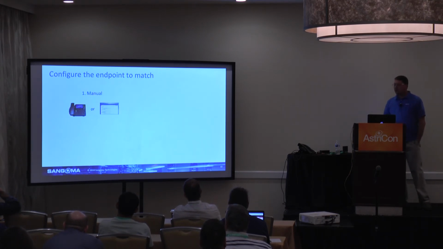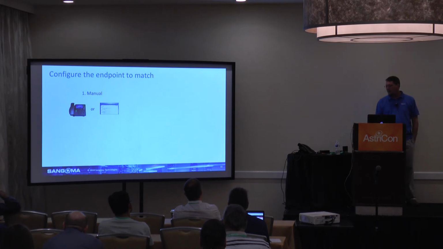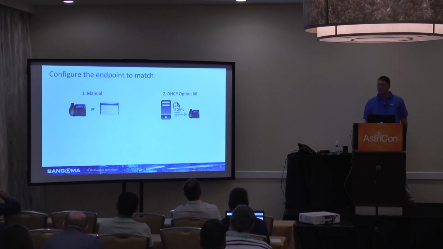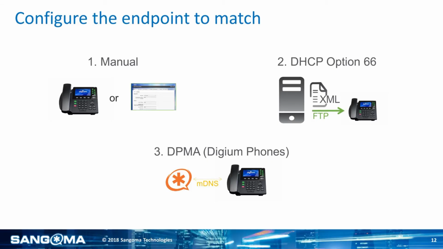So how do we configure the endpoint to match? We can do it manually. With the Digium phones, you can actually type in the IP address of the server and all of that with the keyboard, or you can use the web GUI. You can use option 66, which most of the time will tell the phone where to go pick up its configuration file, which is usually an XML file, and it'll pick it up based on the MAC address of the phone usually.